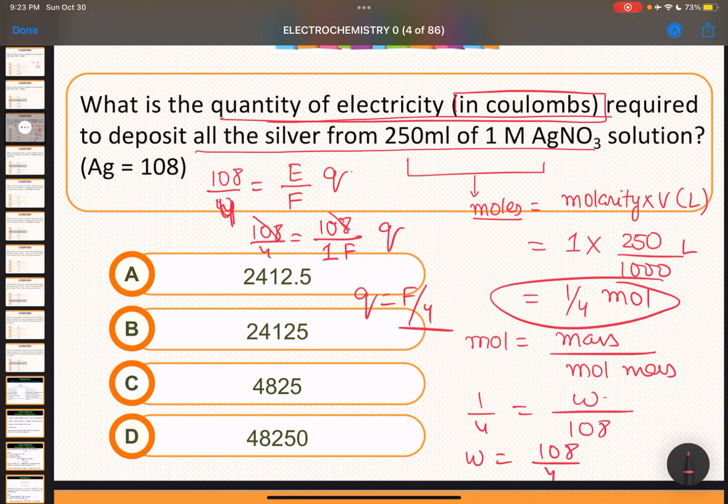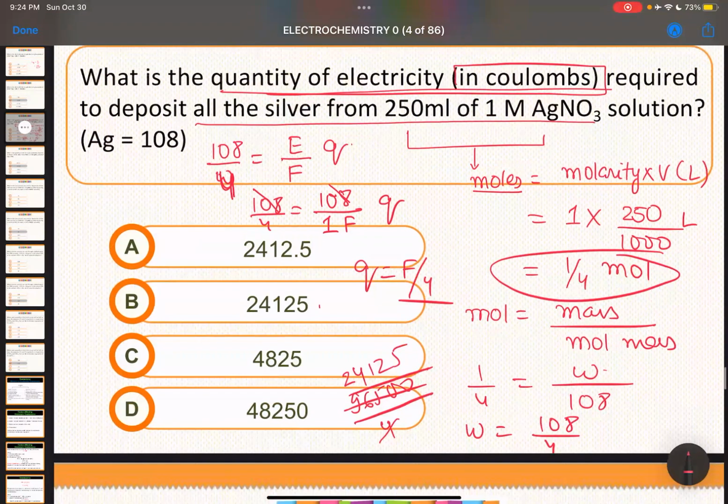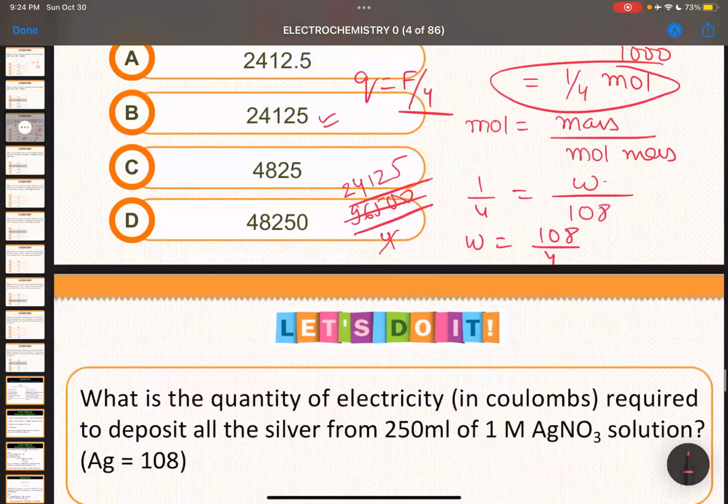Is it clear? So 96500 by 4. 4 2s are 8, 2 8s are 16, right? 4 4s are 16, 4 1s are 4, right? Okay, so this is going to be the final answer, right?